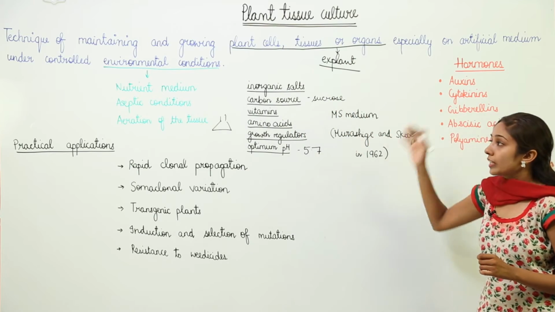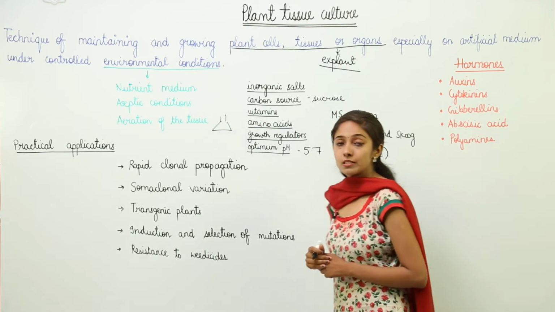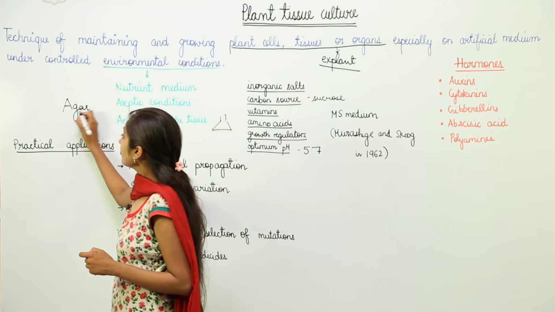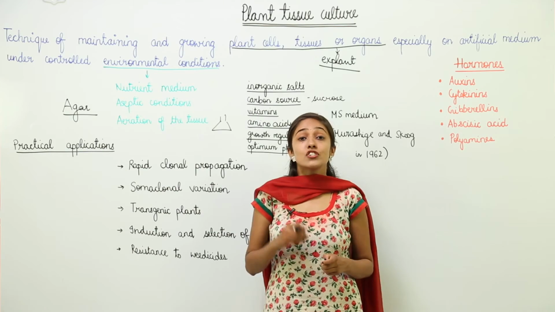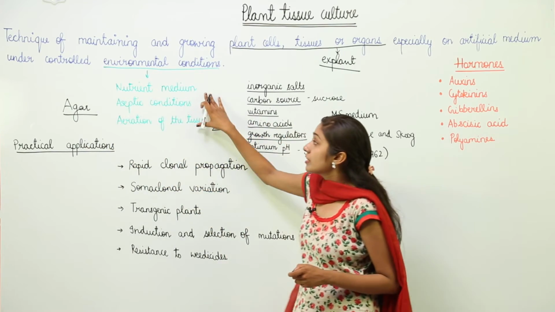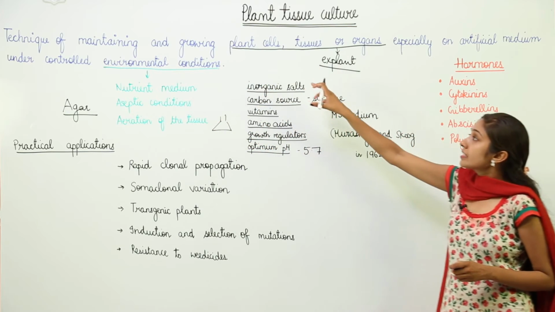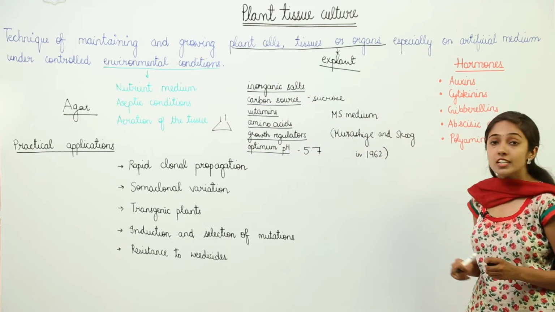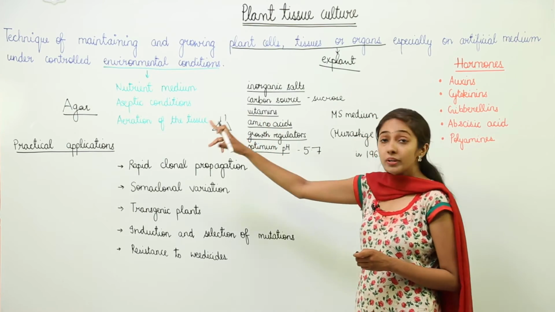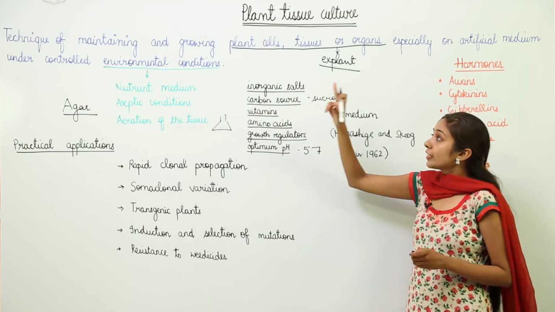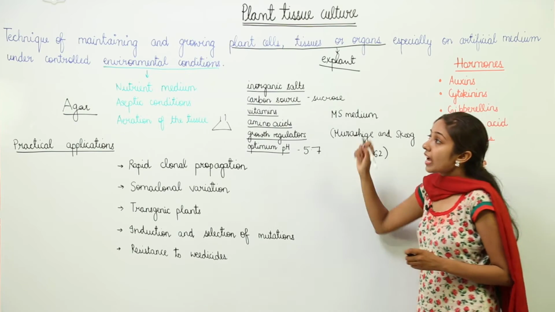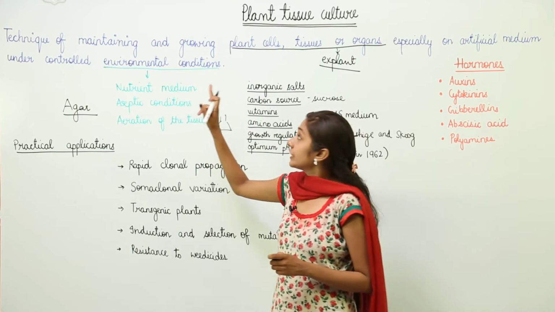Now when we make nutrient medium, sometimes we add a polysaccharide that we call agar, right? Agar is actually a gelling agent, or you can say a solidifying agent, which is going to solidify the nutrient medium for the growth of the plant cells, tissues or organs in it. So this is how plant tissue culture works, which is actually, remember, a technique of maintaining and growing plant cells, tissues or organs, especially on artificial medium, under controlled environmental conditions.